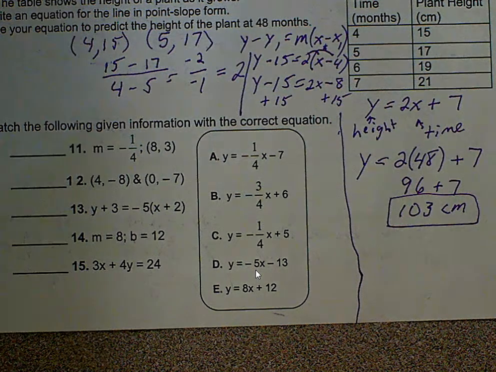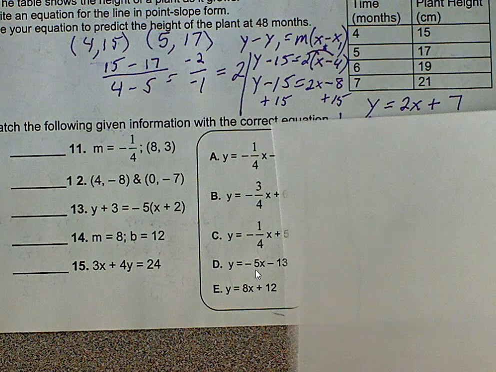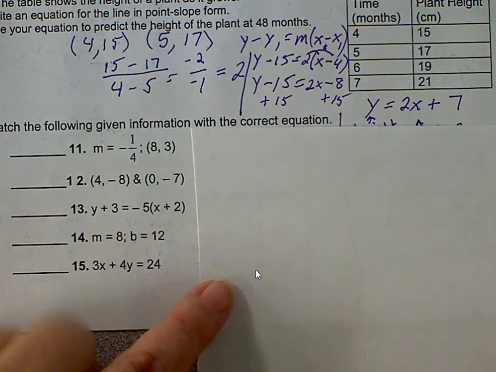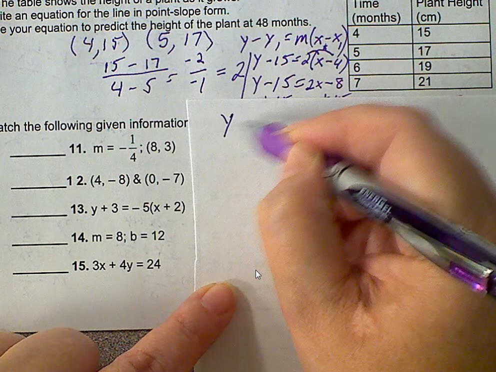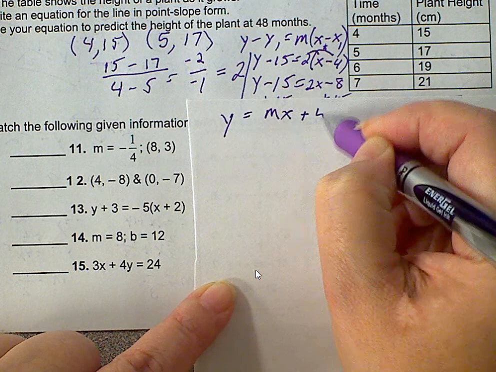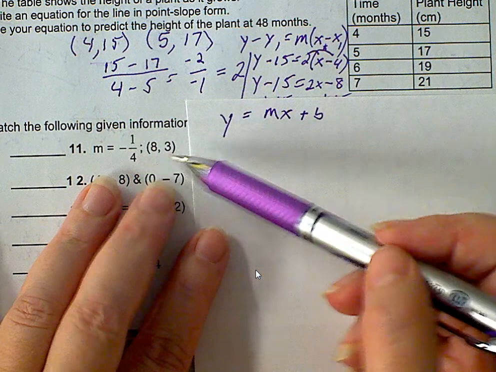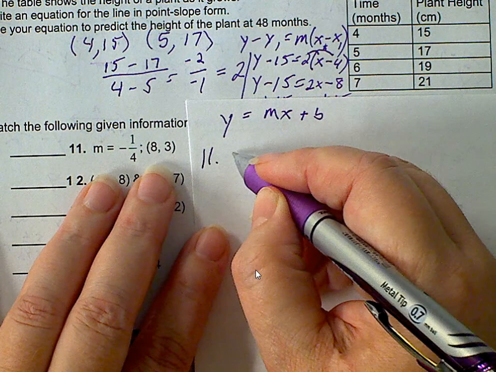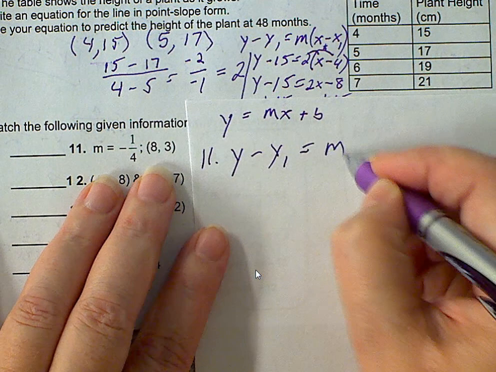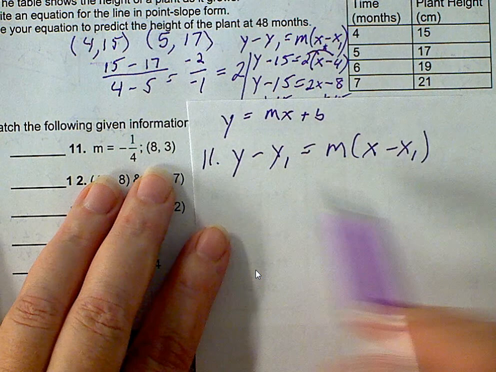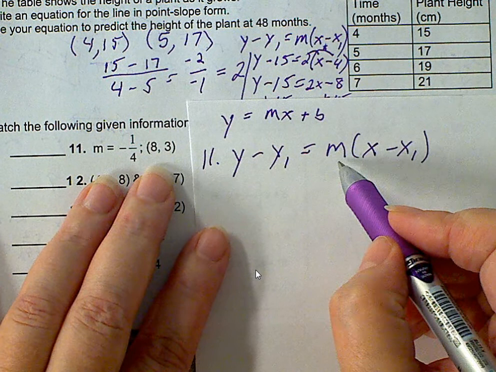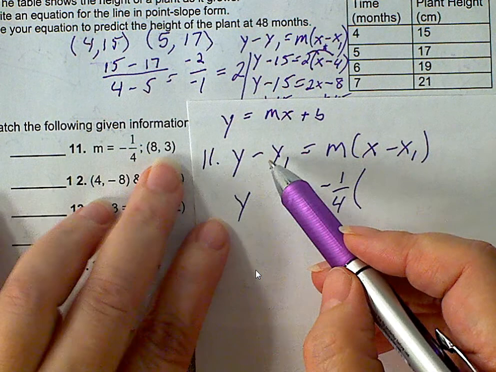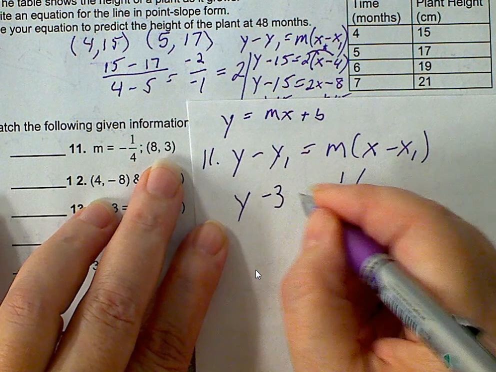All right, so the first one, we're writing them in slope intercept, so we're trying to get all of them to be y equals mx plus b. So we have our slope and we have our point, so we're going to use the point slope formula. So we have y minus y1 equals m times x minus x1. What can I insert? So my slope is negative 1/4, and my y is 3, so it's negative 3, and my x is 8, so it's negative 8.